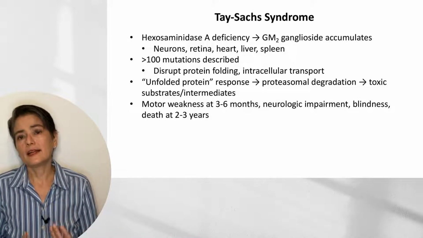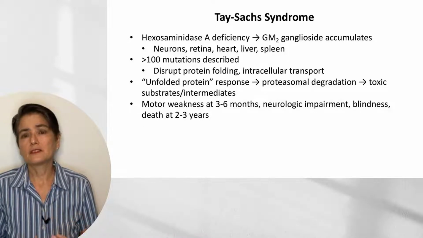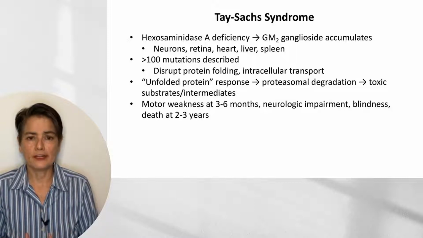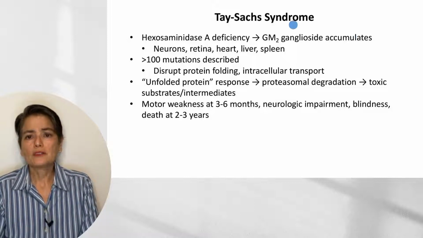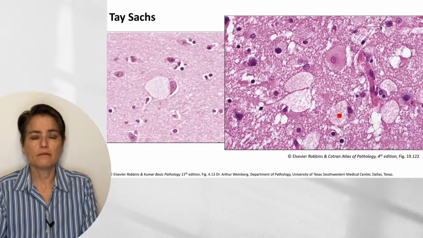So individuals with Tay-Sachs syndrome tend to present with motor weakness at 3 to 6 months. This progresses onto neurologic impairment, blindness, and death typically follows at 2 to 3 years. I want to focus on this GM2 ganglioside accumulation. So this is what it looks like.